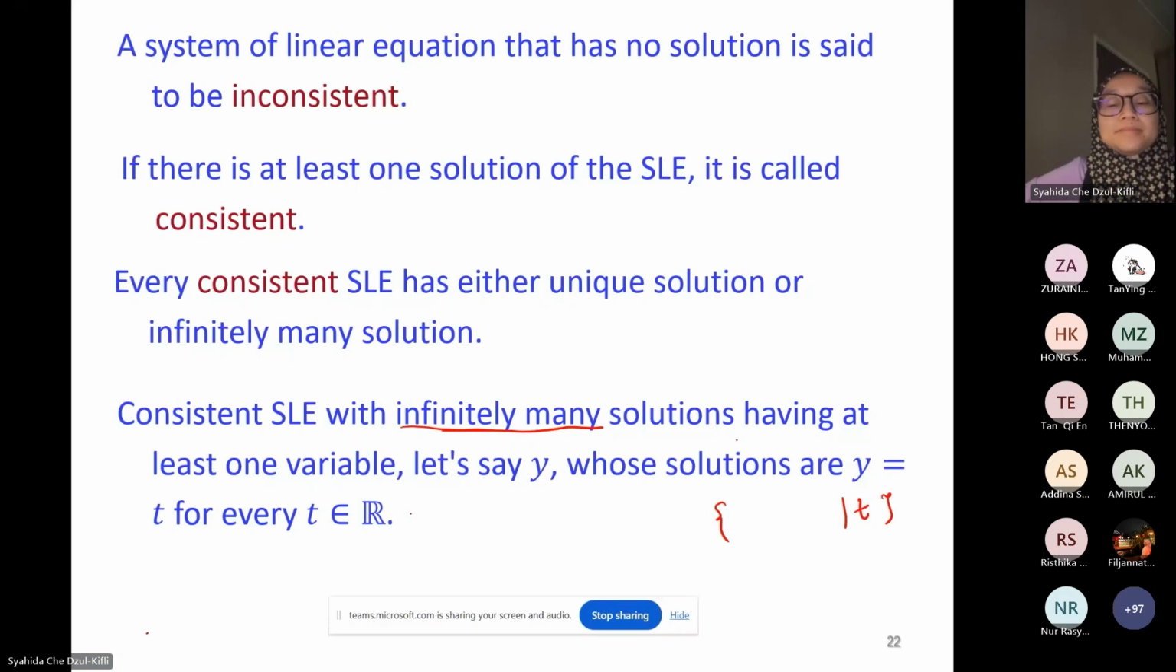So this parameter t represents one of the variables. Let's say variable y.